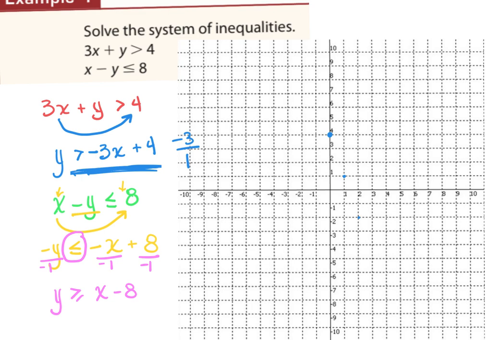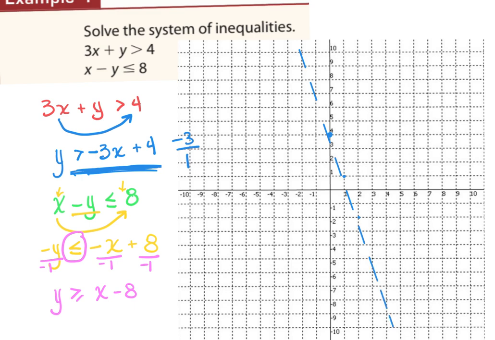Now, is this line solid or dashed? Dashed. Why is it dashed? Because it's just greater than, right? We don't have that or equal to. Since we don't have that or equal to, we are going to make it dashed. And so we're going to dash this line.